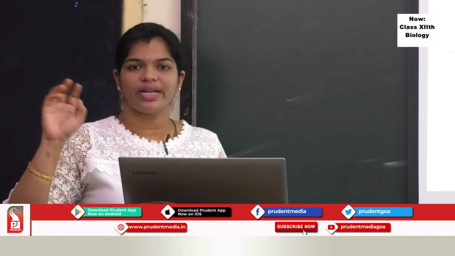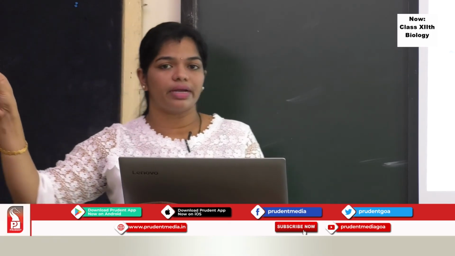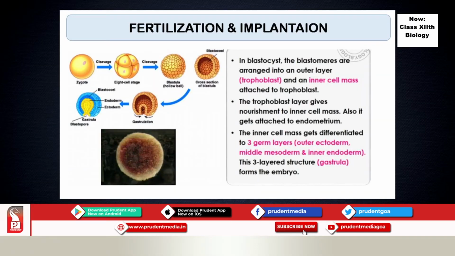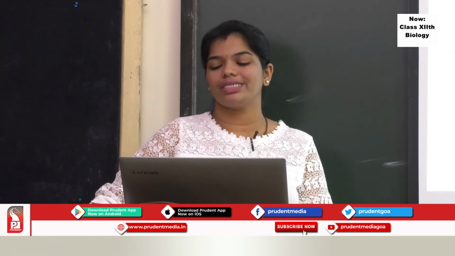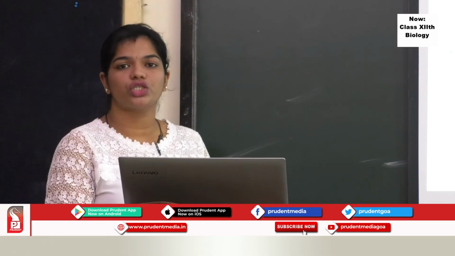Till now it was not attached to anything, it was just moving from the ampullary region and coming down the duct to the uterus, and now it will start getting attached to the endometrium, which was ready for implantation. The inner cell mass will get differentiated to form 3 germ layers, that is the outer ectoderm, the middle mesoderm and the innermost endoderm. This 3-layered structure is called gastrula, and the formation is called gastrulation.